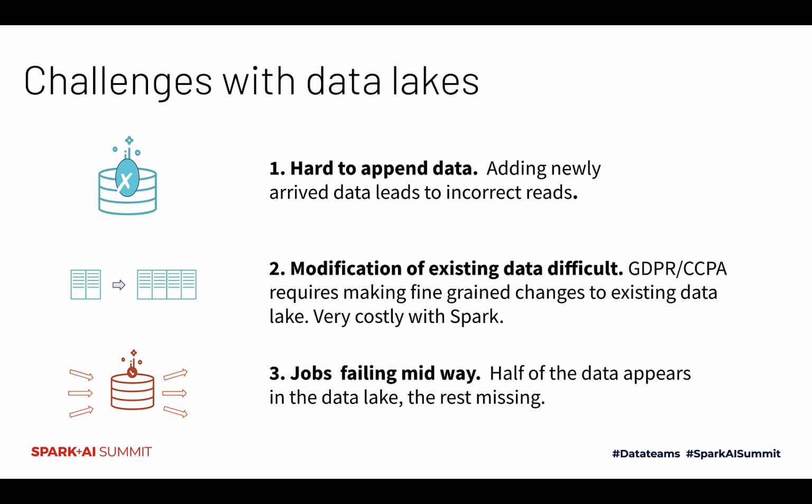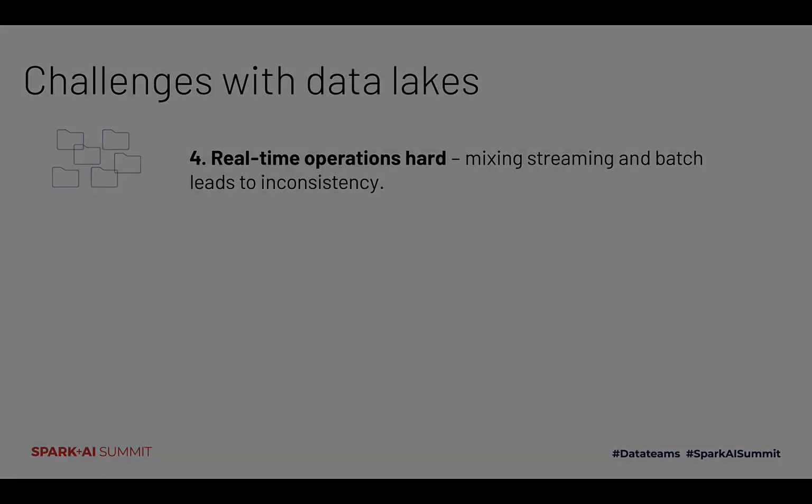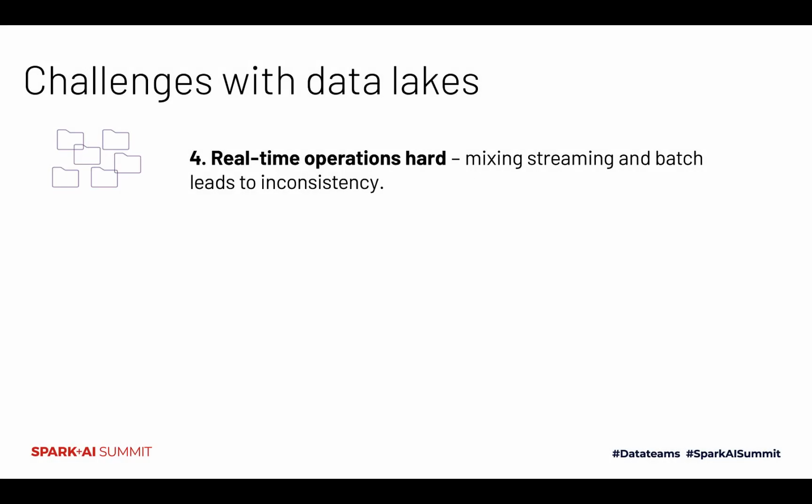And if you were adding new data to a data lake and a job that's writing to your data lake failed, you would have problems with corrupt data where half the data is there and the rest is missing. Other problems that you would have in a traditional data lake would be keeping it updated with real-time operations. If you were doing batch and streaming, you had to use something known as Lambda architecture so that you could keep your data up to date as new information arrived. But this led to duplicate logic and a lot of time-consuming code and inconsistency.